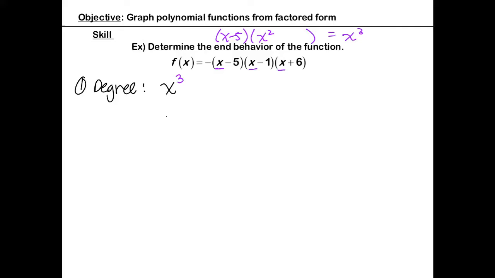And so because that's an x to the third power, that tells me this is going to be an odd function, right? 3 is odd, and odd means my two end behaviors have to be pointing in opposite directions.